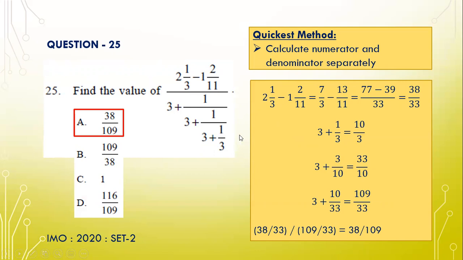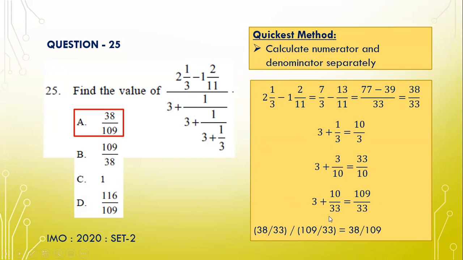So if this is 10 upon 3, the 3 will go up here and 10 will remain at the bottom. So it will be 3 plus 3 upon 10. 3 plus 3 upon 10: 10 threes are 30, 30 plus 3 is 33. 33 upon 10. So if this is 33 upon 10, the 10 will go up, 33 will remain down. So 3 plus 10 upon 33.